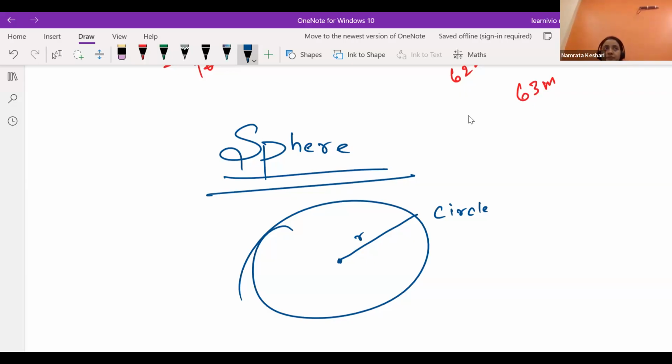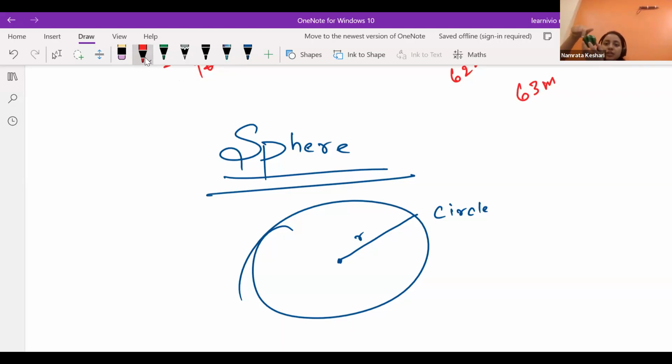Now think carefully. Suppose we take this same sphere, okay, the same sphere, and we are trying to cover this complete sphere with the help of thread. Okay, so we are using any glue or whatever, we are trying to cover this complete sphere with the help of the thread.